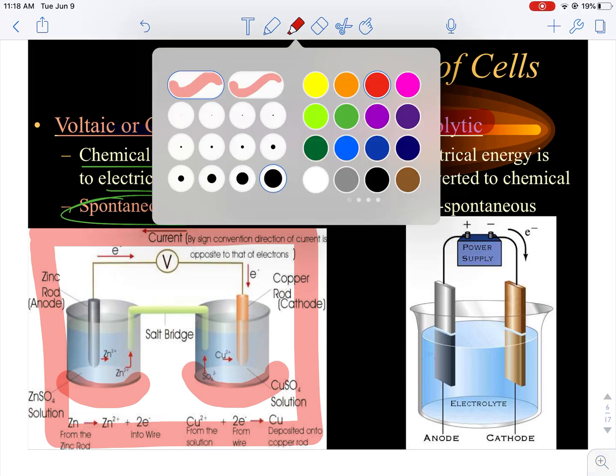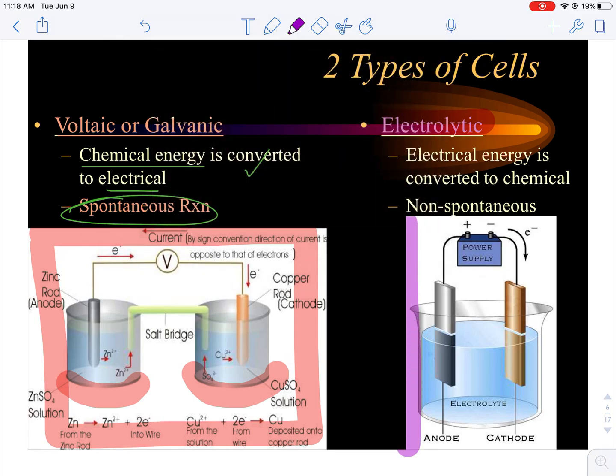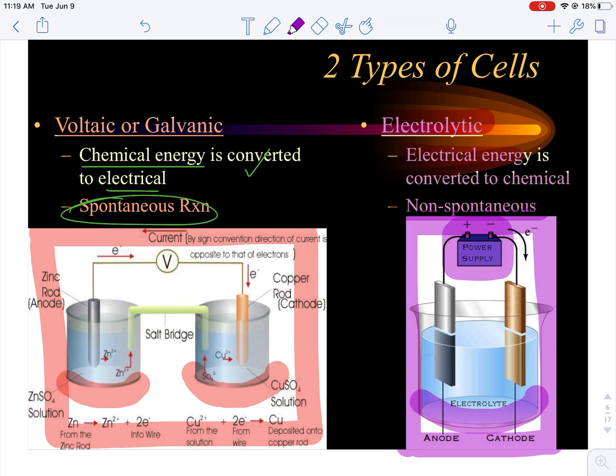Comparing the voltaic or galvanic to the electrolytic, when you look at its image, you'll notice that this is simply taking place in one beaker. And you'll also notice that we have to have a battery. And that's because the electrolytic cell is non-spontaneous. The species that we have in here are not going to readily undergo oxidation or reduction. Humans have to force it to happen. And we're forcing it by taking electricity, which can be found in our battery, and we're forcing the chemical reaction to happen.